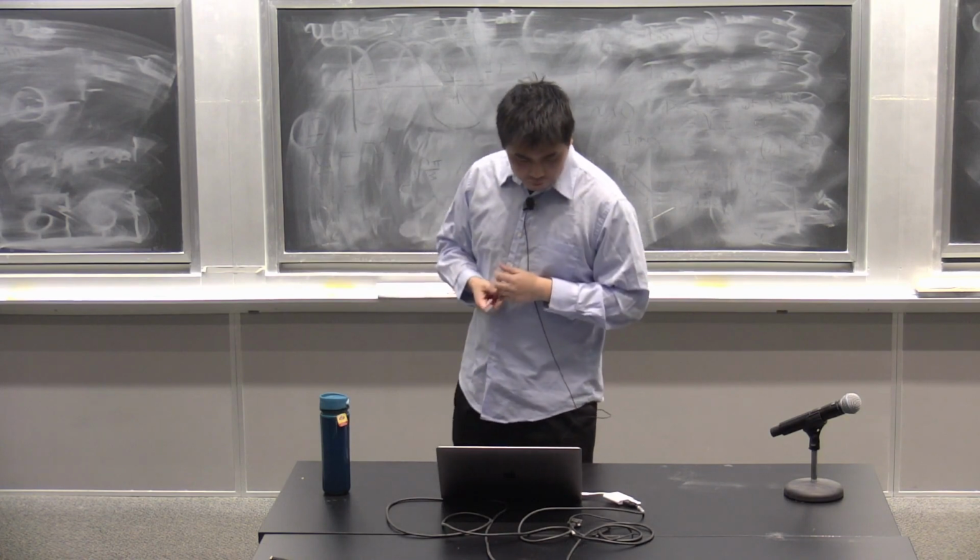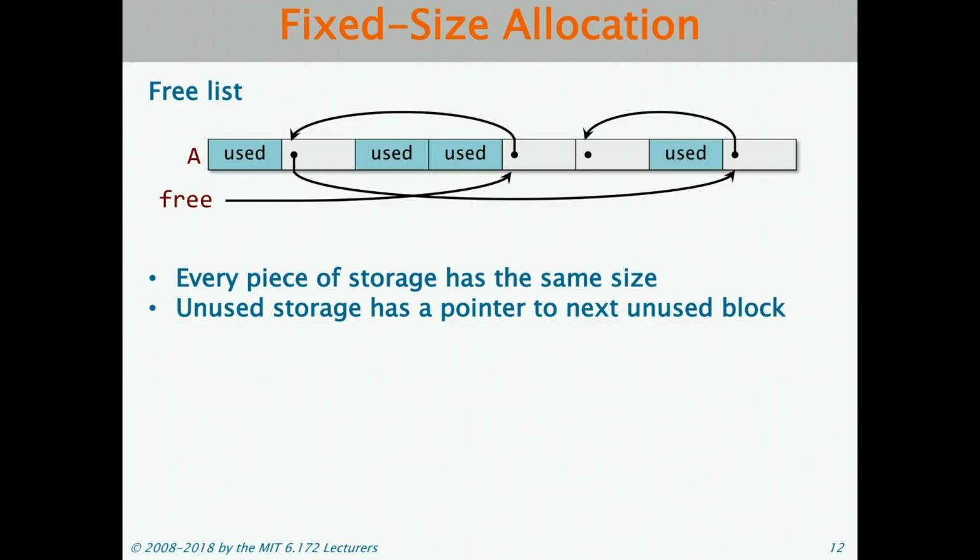Okay. All right, so we're going to first start with fixed size allocation, since that's the easier case. We're going to assume that every piece of storage has the same size. Some of these blocks are used, and some of them are unused. Among the unused blocks, we're going to keep a list that we call the free list. Each block in this free list has a pointer to the next block in the free list. Since this memory is unused, we can actually use the memory to store a pointer as part of our storage allocator implementation.